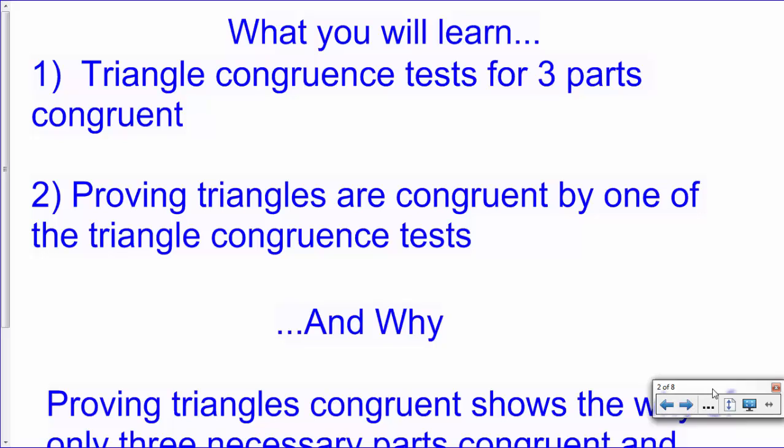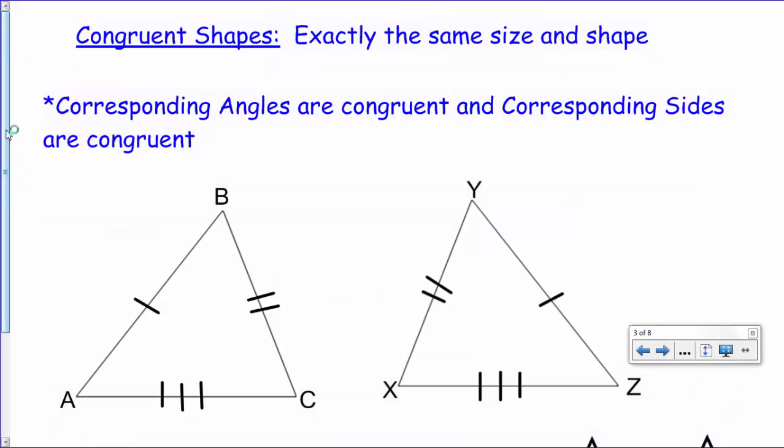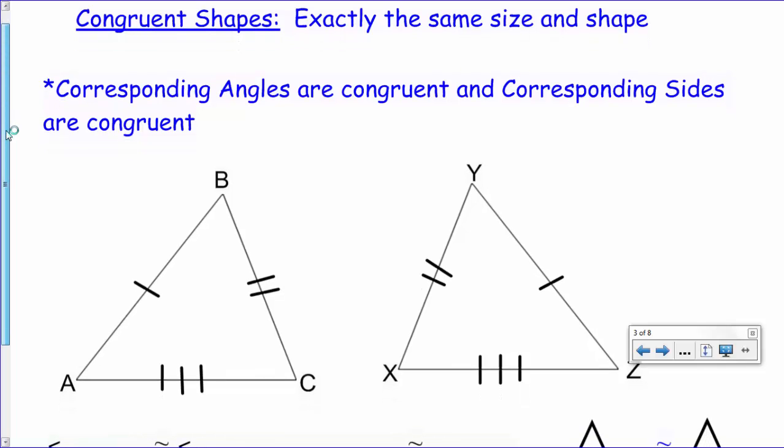First, we'll just take a look at the actual triangles and see why it's only necessary to have 3 parts congruent. We've already looked at and learned that congruent shapes are exactly the same size and shape, and corresponding angles and corresponding sides of triangles are congruent.